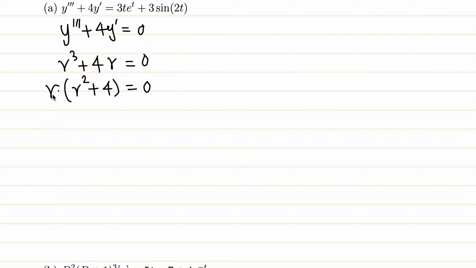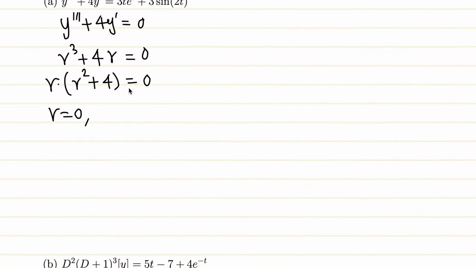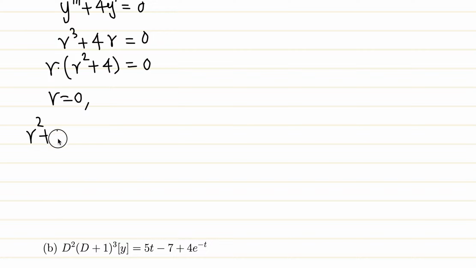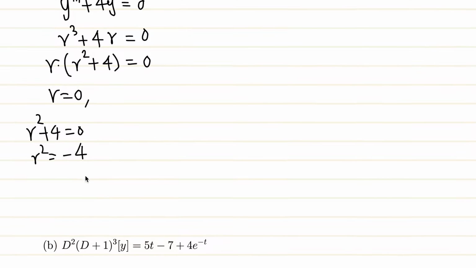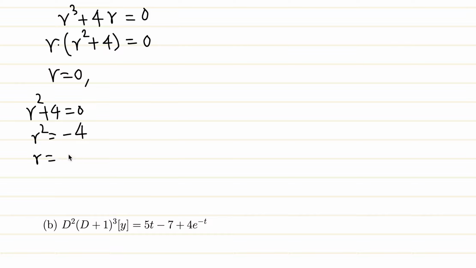So from this, r equals 0. And r squared plus 4 equals 0 means what? R squared equals negative 4, subtracting 4 from both sides. So r is plus or minus the square root of negative 4, which is 2i. So 0 plus and minus 2i. So we have three roots, and these complex roots always come in pairs anyway.